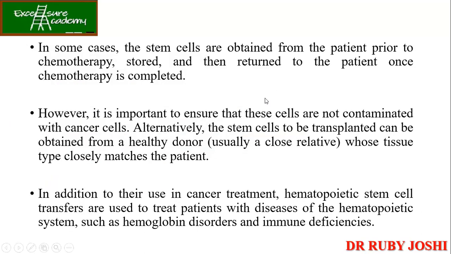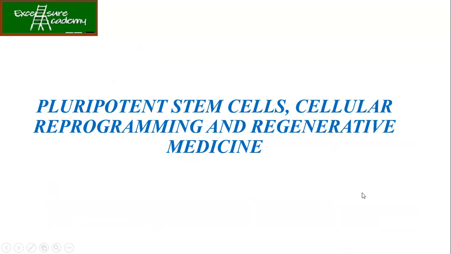So, in some cases, the stem cells are obtained from the patient prior to chemotherapy, stored, and then returned to the patient once chemotherapy is completed. However, we have to ensure that these cells are not contaminated with other cancer cells. Otherwise, it makes no sense, okay? By taking from the donor and giving to the recipient. In addition to their use in cancer treatment, these stem cells are transferred to patients to treat other hematopoietic disorders like immunodeficiency or the hemoglobin disorders.